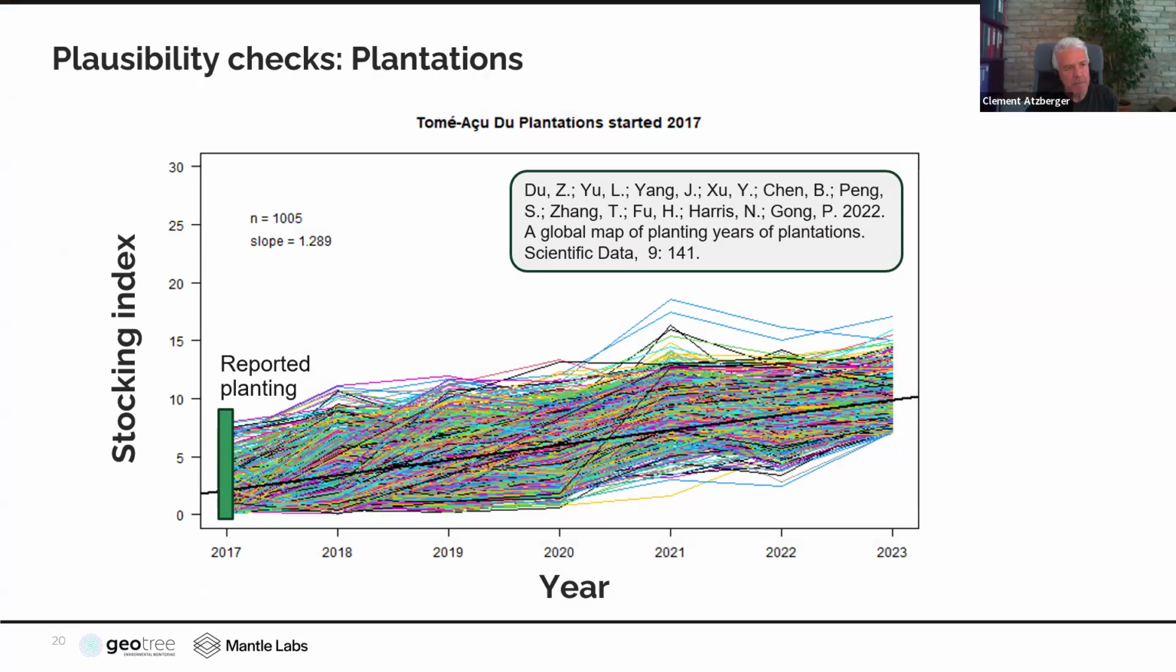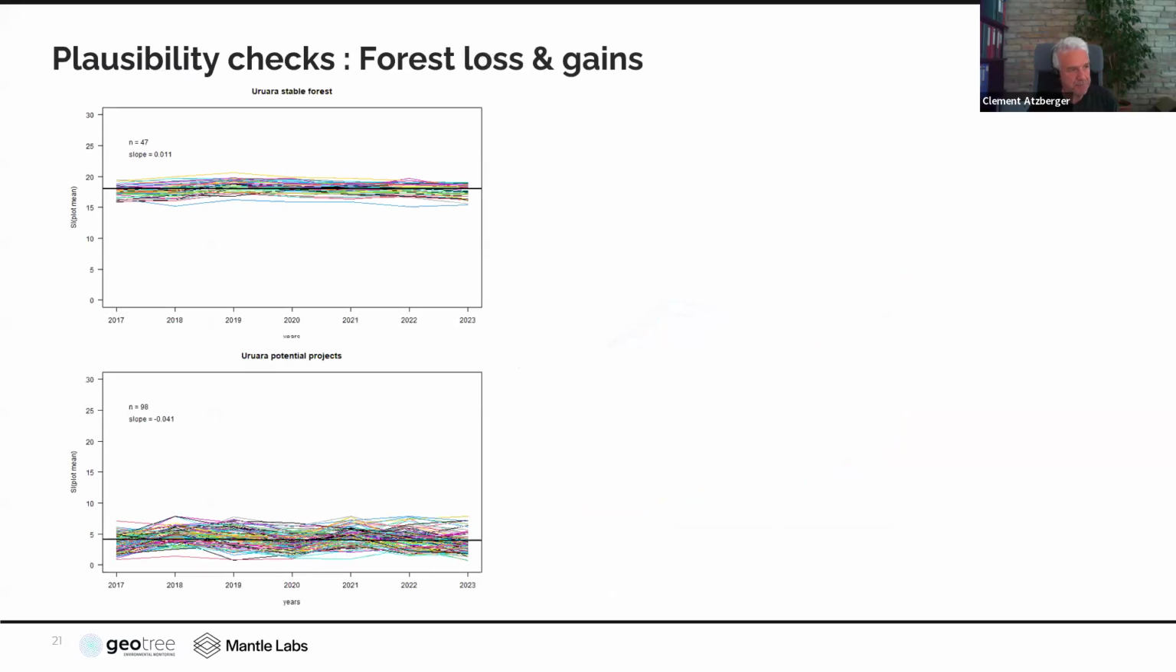We checked this a bit with a dataset called the Do Plantations, also in Brazil, using the same model, again not retrained. For this dataset, what is reported is the planting year. For example, in this example all these plots that you see were planted in 2017. And you see nicely that our estimated AGB seems at least plausible.